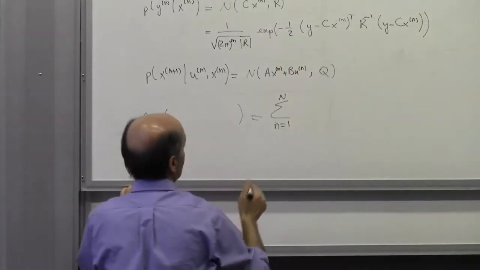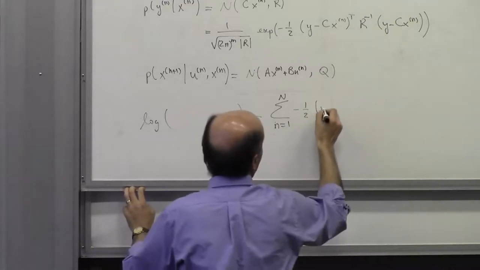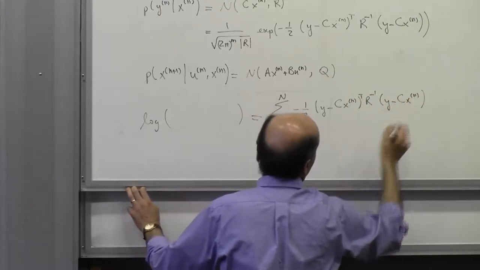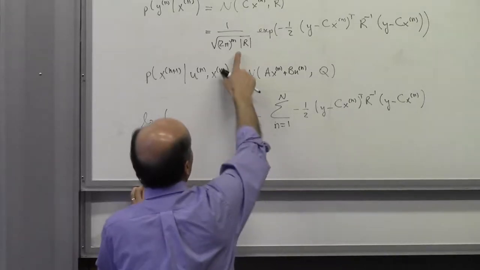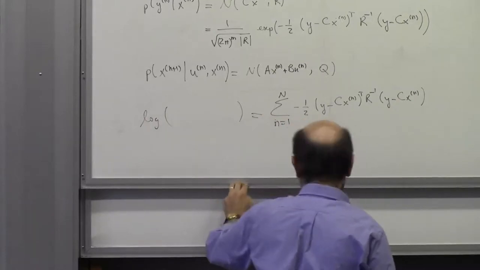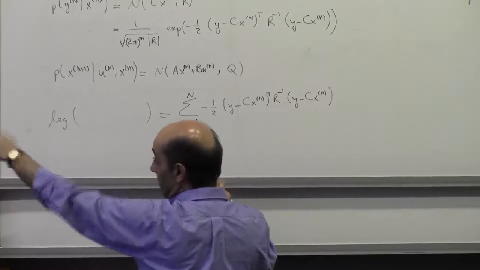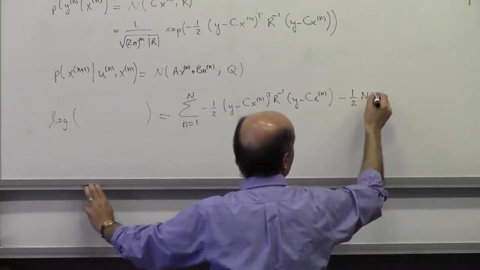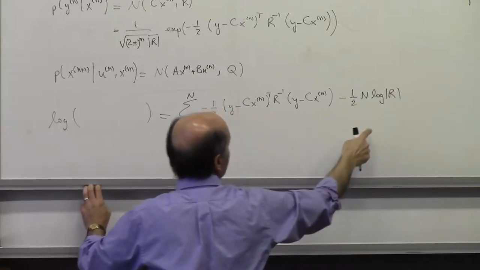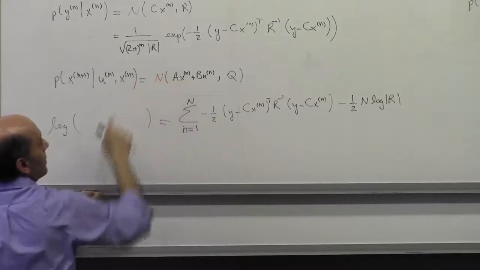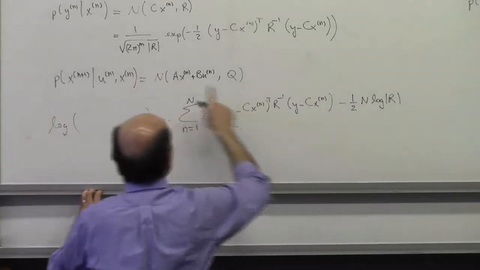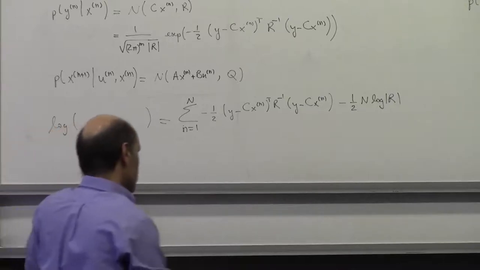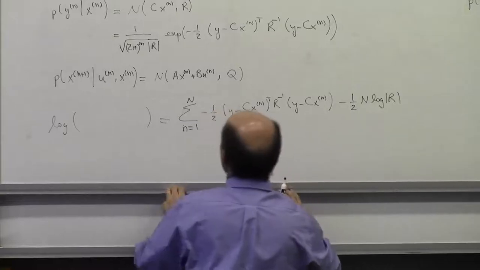Let me begin with what's inside the exponential. So I'm going to have a minus 1 half (y minus c x of n) transpose R inverse (y minus c x of n). And I'm going to have this term here. The term that I care about is a determinant that has r in it, because r is one of the parameters that I need to find. So that's going to be minus 1 half n times log of r. Why times n? Because remember, the determinant of r is raised to the power of minus 1 half, so we get n of them, because there are n of these things that are multiplied by each other. So there's minus 1 half times n times the log of the determinant of r. Next, I have some constants associated with 2 pi raised to the m.